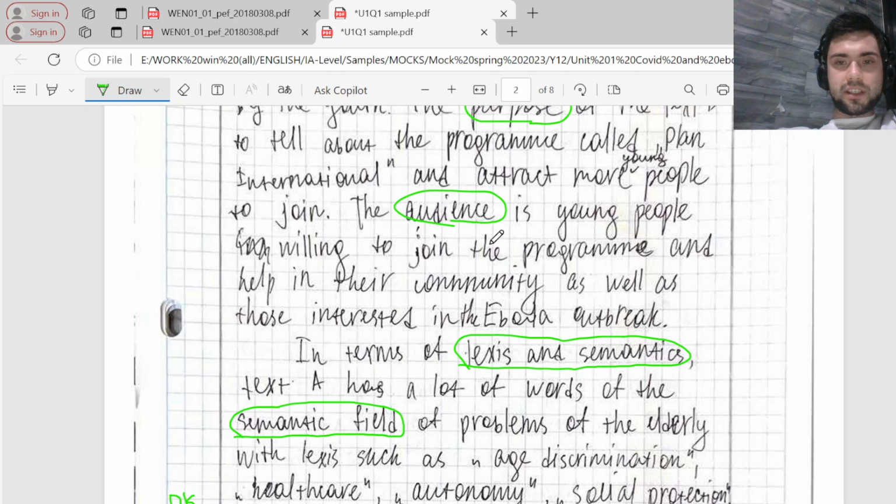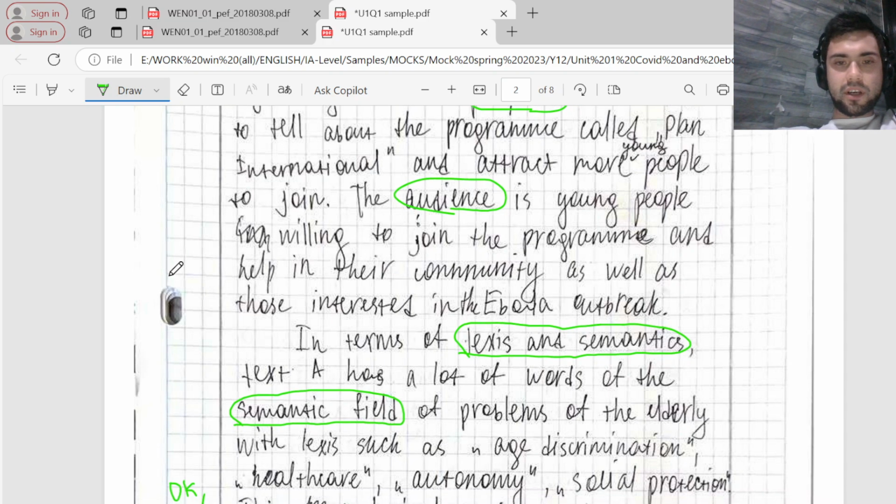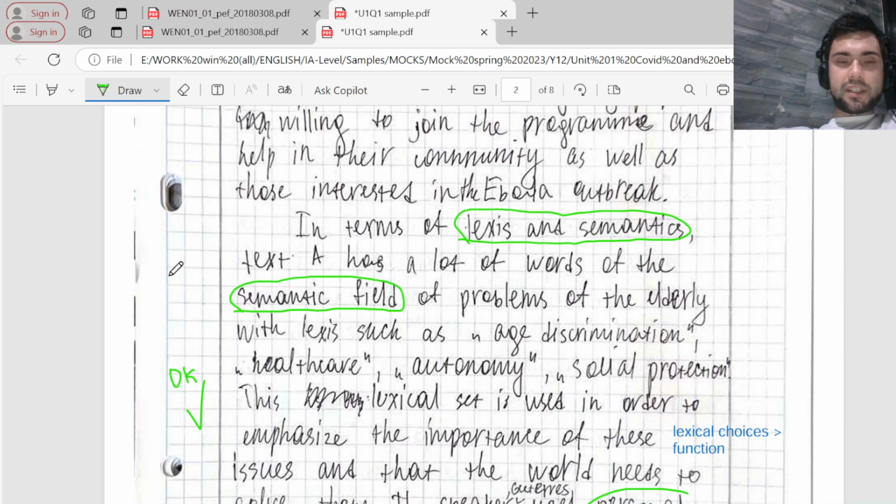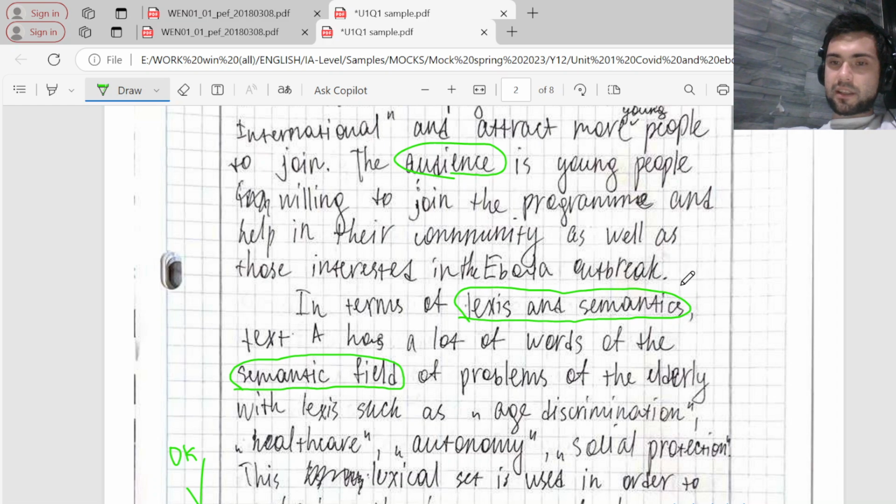Then there is the audience, description of the audience, that this is young people willing to join the program, and so on and so forth. So it is still descriptive. I would say that it is really, really descriptive till that moment. So, which is not the introduction anymore, but rather an introduction to the context, okay?